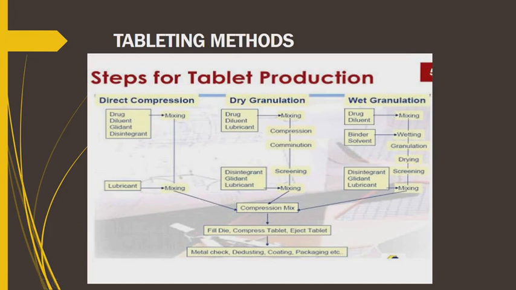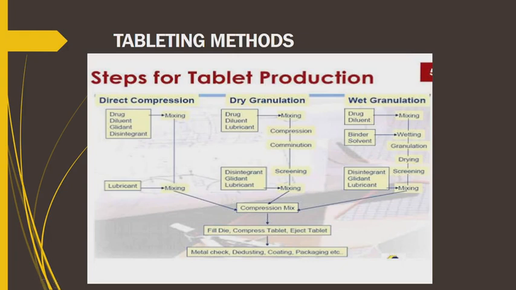The next method, or the second method, is dry granulation. In dry granulation, the drug is weighed and mixed with excipients such as diluent and lubricant, which is followed by mixing and compression, then comminution. Comminution is the process of reducing the size of the materials.